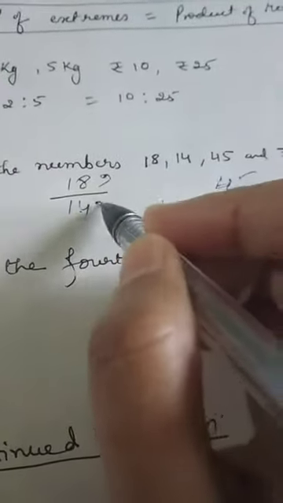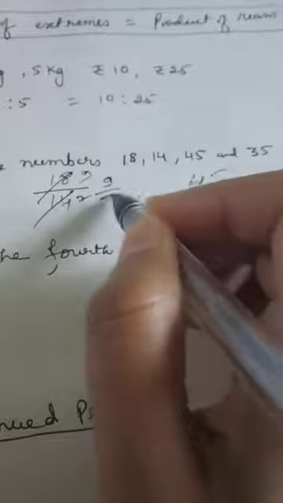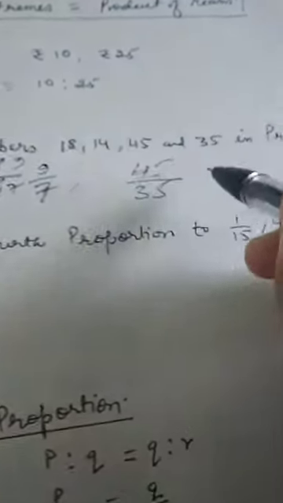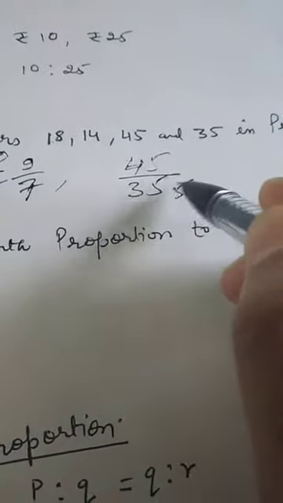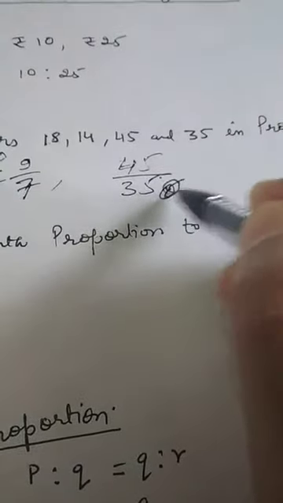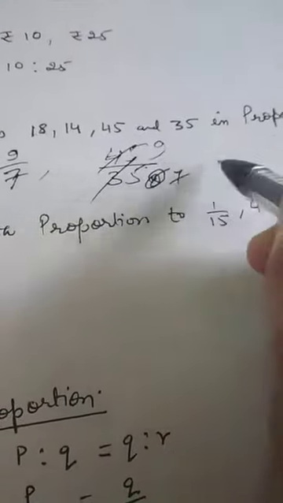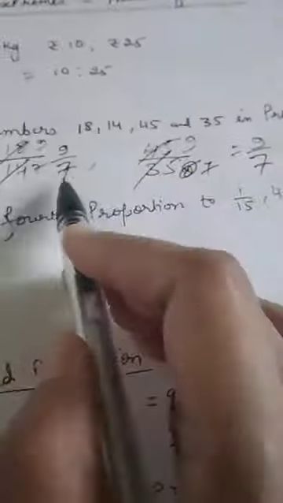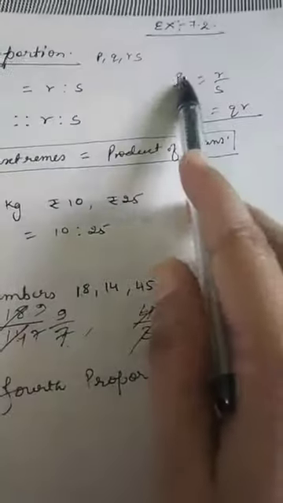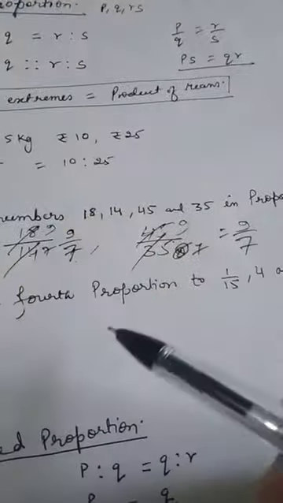Two nines are 18, two sevens are 14, so 9 by 7, which will not cancel further. Here, three fives are 15, five sevens are 35, five nines are 45, so 9 by 7. Both are 9 by 7, so they are in proportion, meaning the first ratio is equal to the second ratio.